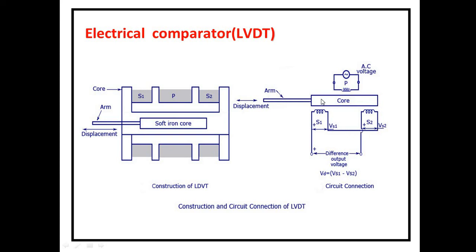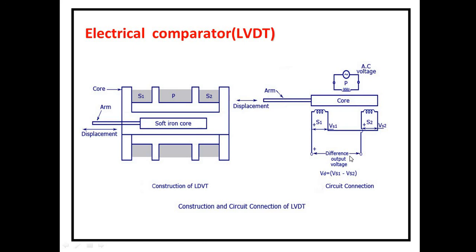The armature is exactly at the center position from S1 and S2. That's why it is called a null position. So the difference between Vs1 and Vs2 is 0 or nil. And the voltages Vs1 and Vs2 cancel each other. So the voltage at the output terminal, here, is 0.